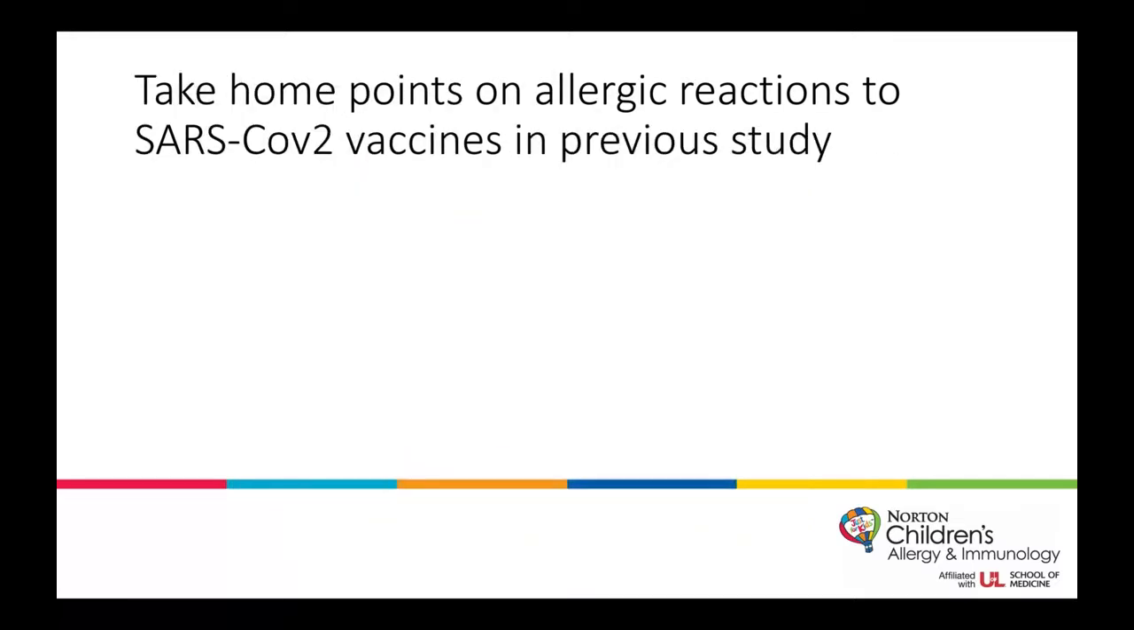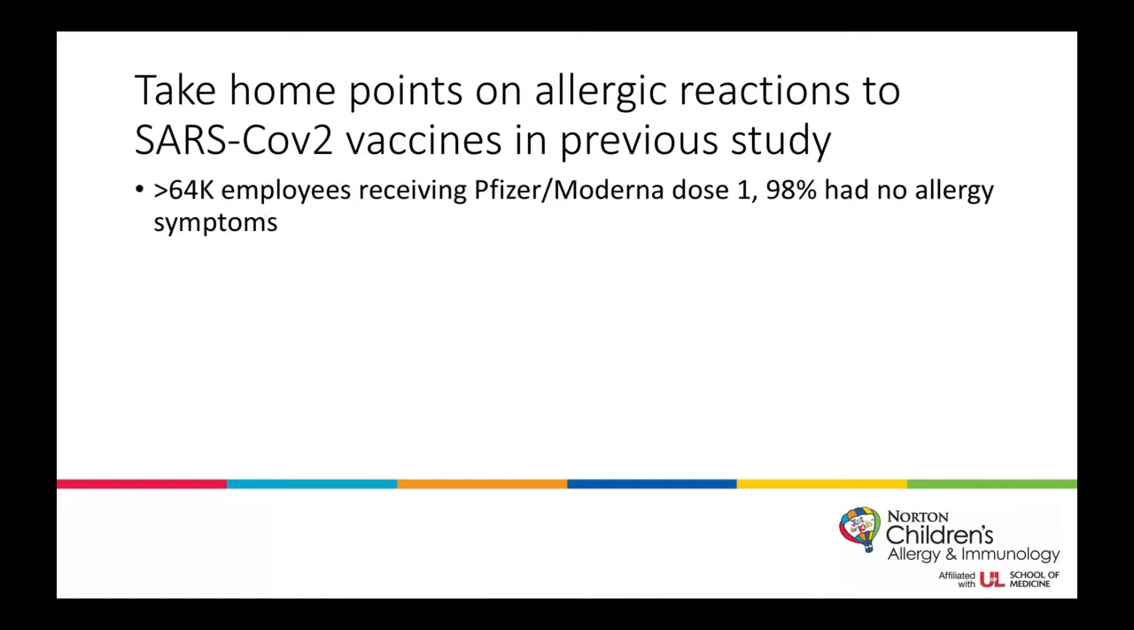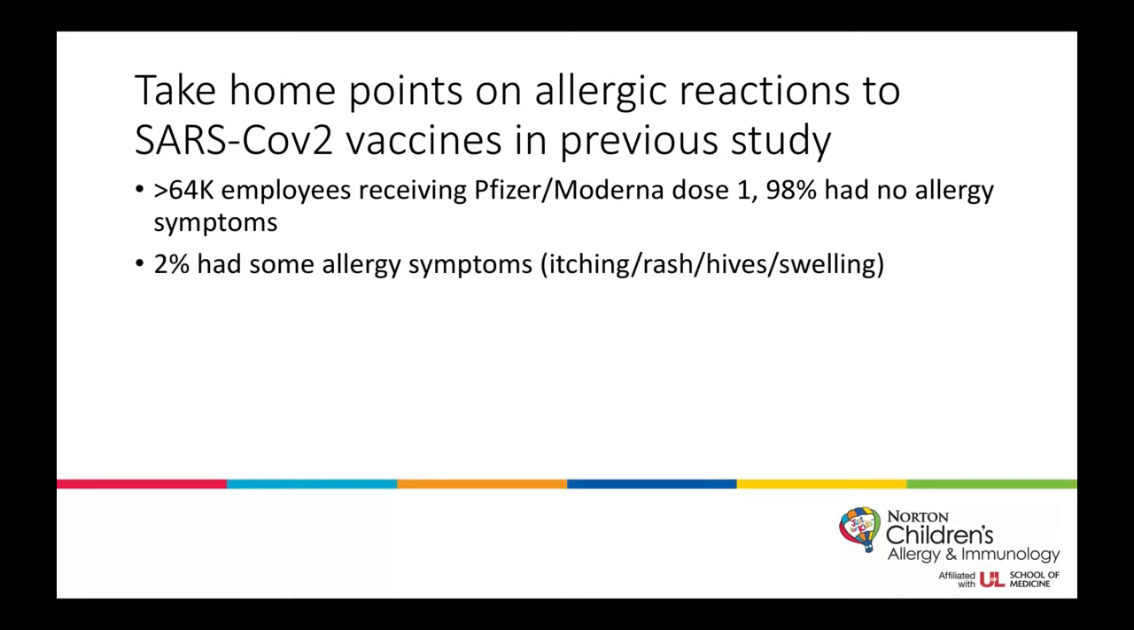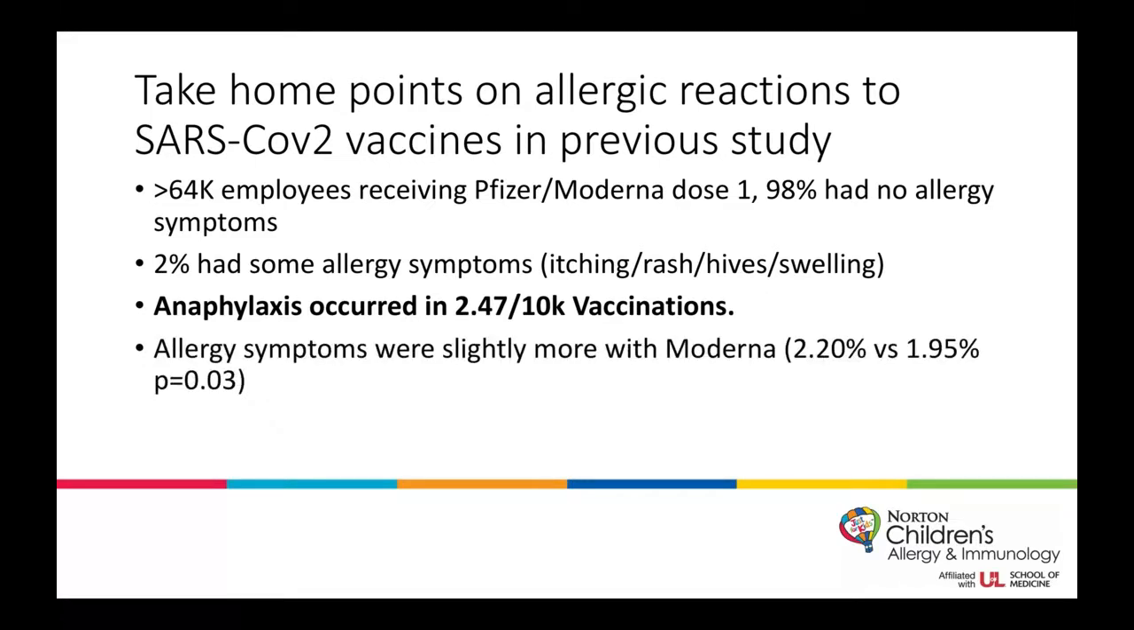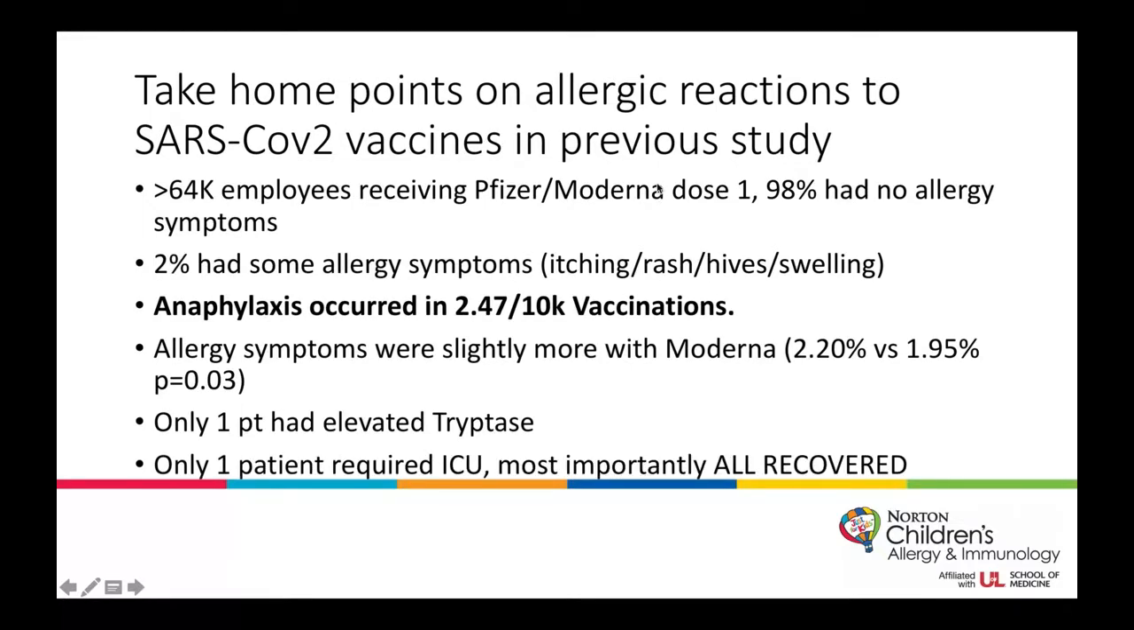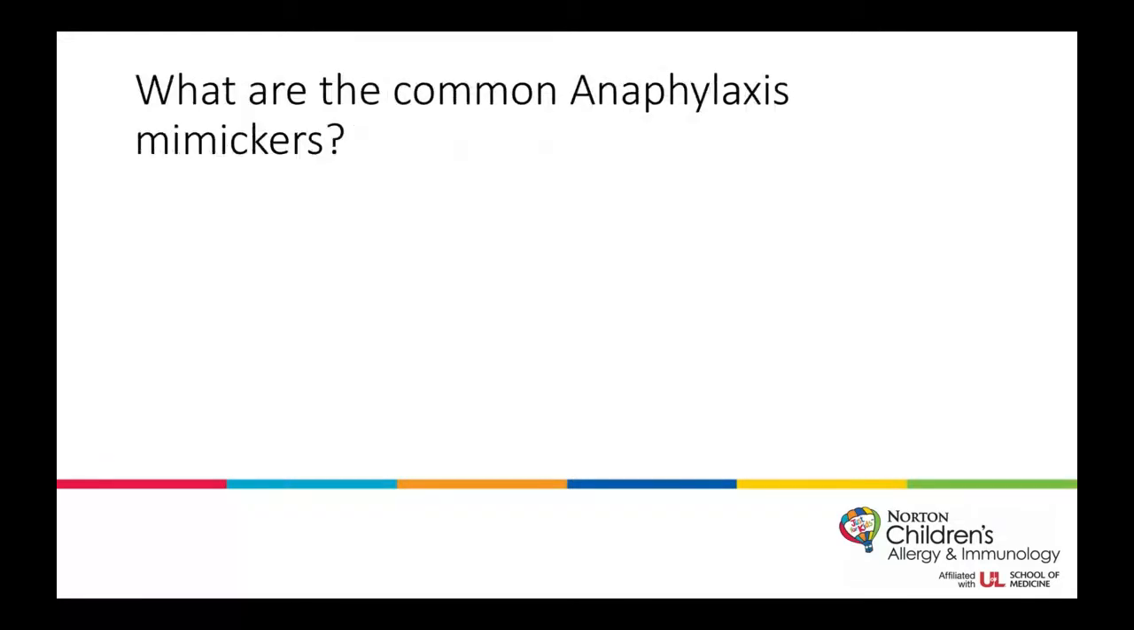So take-home points on the previous study. Greater than 64,000 patients receiving Pfizer and Moderna. Majority of them, 98% of them, had no symptoms. 2% had mild allergy symptoms: itching, rashes, hives, swelling. Anaphylaxis occurred in 2.47 out of 10K vaccinations. Allergy symptoms were slightly more in Moderna than they were in Pfizer, and again, this is self-reported. And only one patient had elevated tryptase. One patient did require the ICU, but most importantly, all of them recovered.